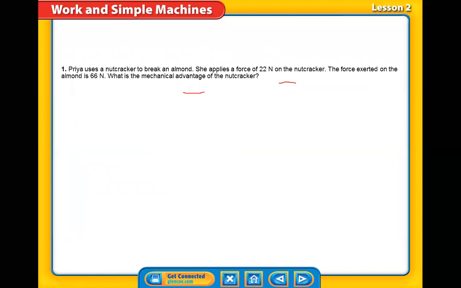We have another one. Priya uses a nutcracker to break a nut, and she applies a force of 22 Newton on it. The force done on the nut is 66 Newton. So what's the mechanical advantage used? It's going to be 3. How did she get it? From dividing the output force over the input force.